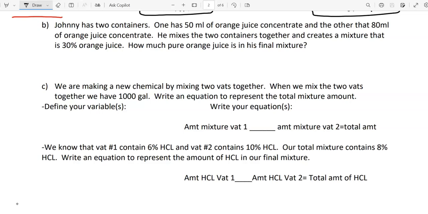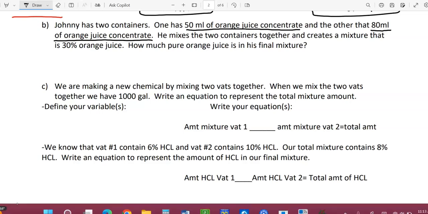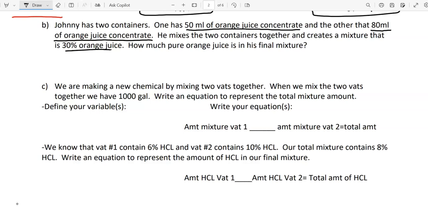Johnny has 2 containers. One has 50 milliliters of orange juice concentrate. The other has 80 milliliters of orange juice concentrate. Orange juice concentrate is pure orange juice. He mixes the 2 containers together and creates a mixture that is 30% orange juice. How much pure orange juice or orange juice concentrate is in his final mixture? How could we find this?